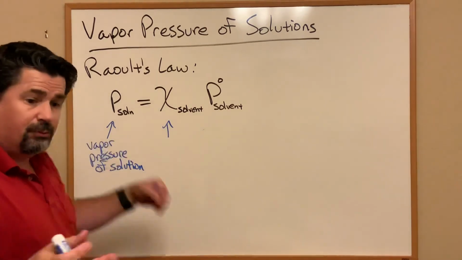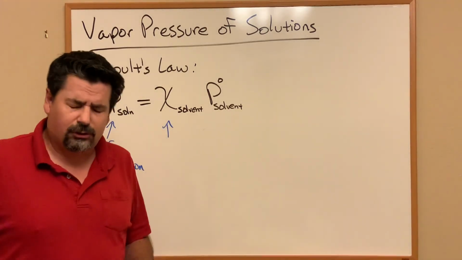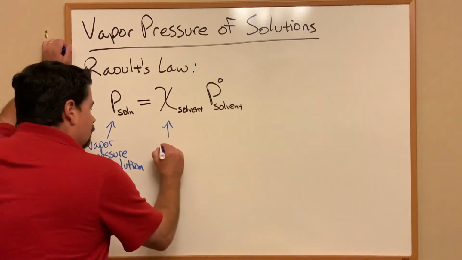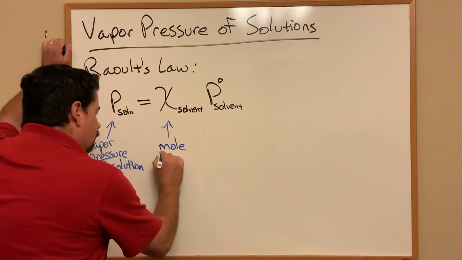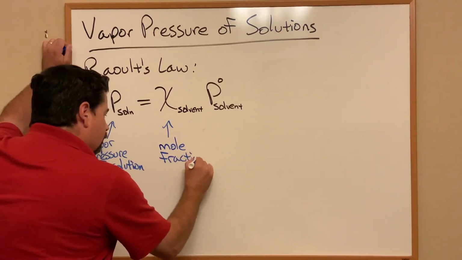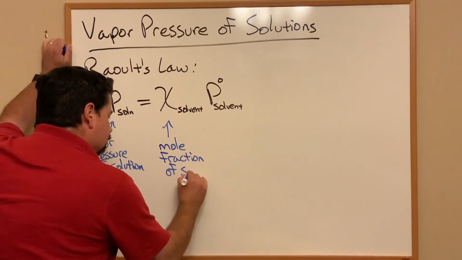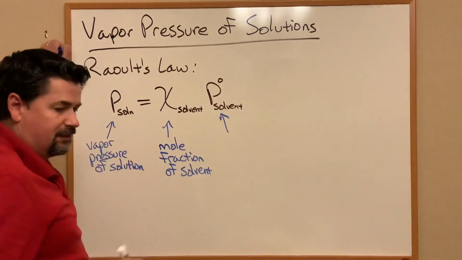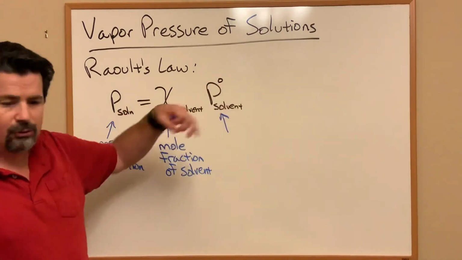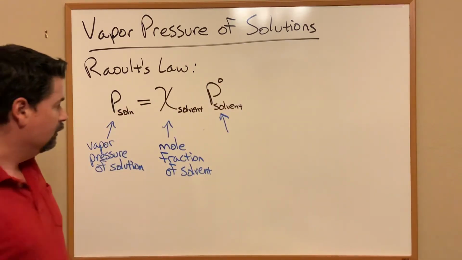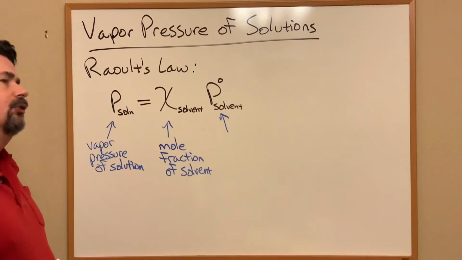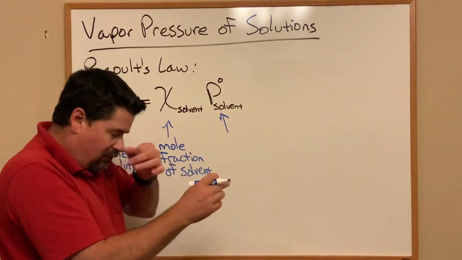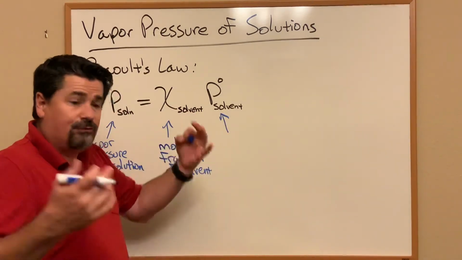Chi is, if you remember from the first lecture video for this chapter, the mole fraction. And then, of course, P naught here, let's put the little zero. P naught of solvent is the vapor pressure of the pure solvent.